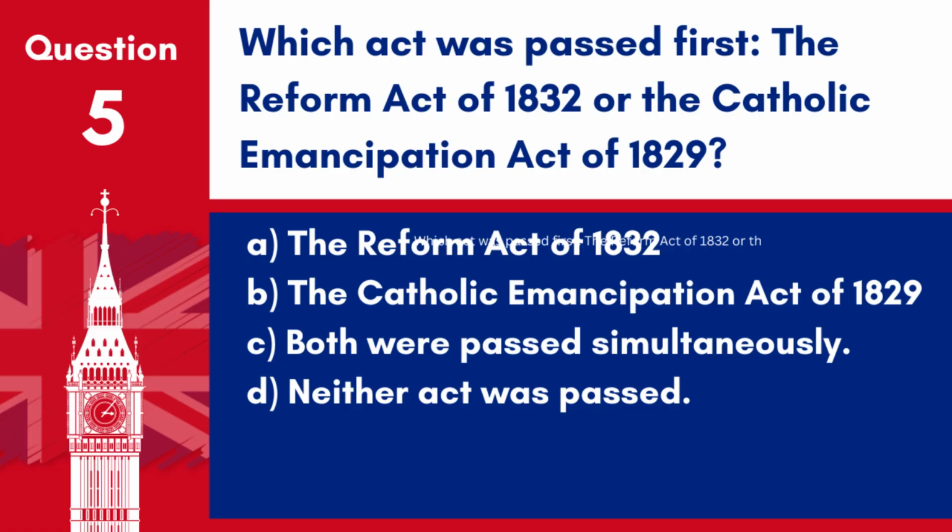Answer: B. The Catholic Emancipation Act of 1829. The Catholic Emancipation Act was passed in 1829, allowing Catholics to hold public office, which preceded the Reform Act of 1832 that extended the franchise and reformed parliamentary constituencies.